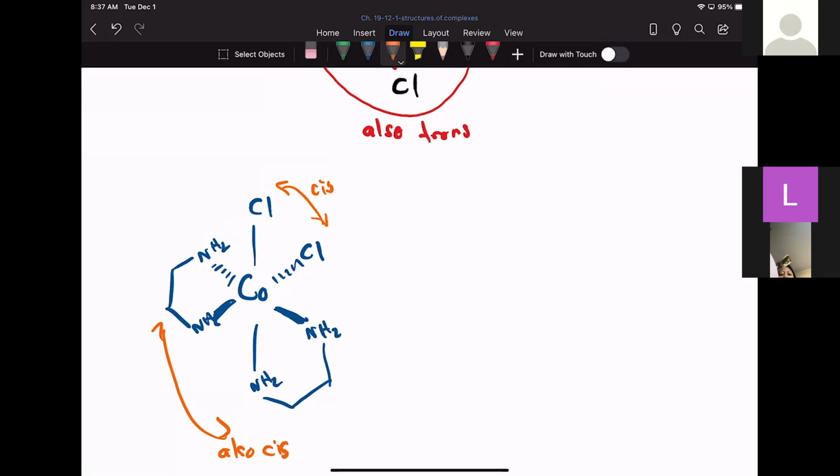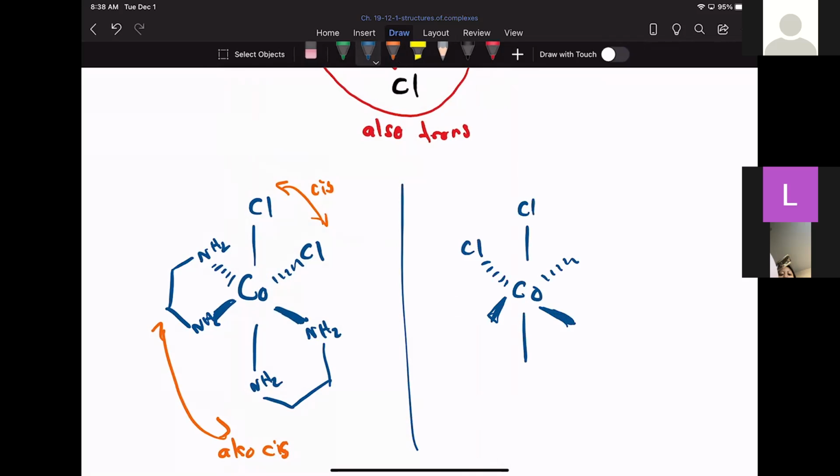And these cis ones can actually give what we call optical isomers, right? Optical isomers is that if I were to draw its mirror image here, Cl, Cl. So now I'm just drawing its mirror image.